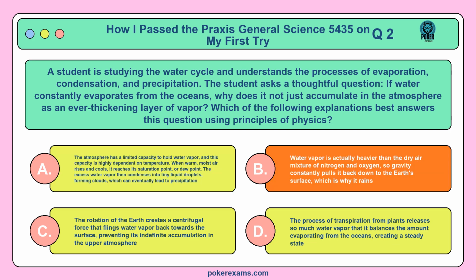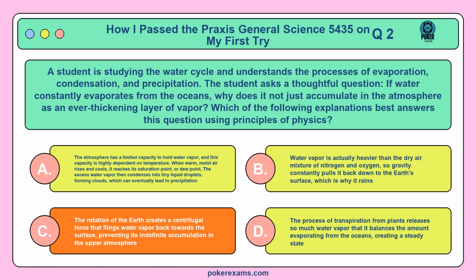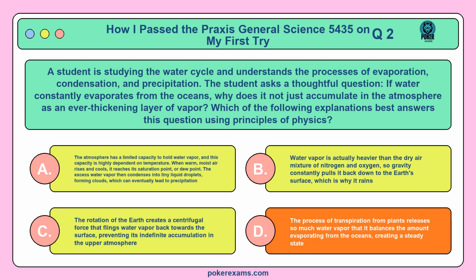B. Water vapor is actually heavier than the dry air mixture of nitrogen and oxygen, so gravity constantly pulls it back down to the Earth's surface, which is why it rains. C. The rotation of the Earth creates a centrifugal force that flings water vapor back towards the surface, preventing its indefinite accumulation in the upper atmosphere. Or D. The process of transpiration from plants releases so much water vapor that it balances the amount evaporating from the oceans, creating a steady state.